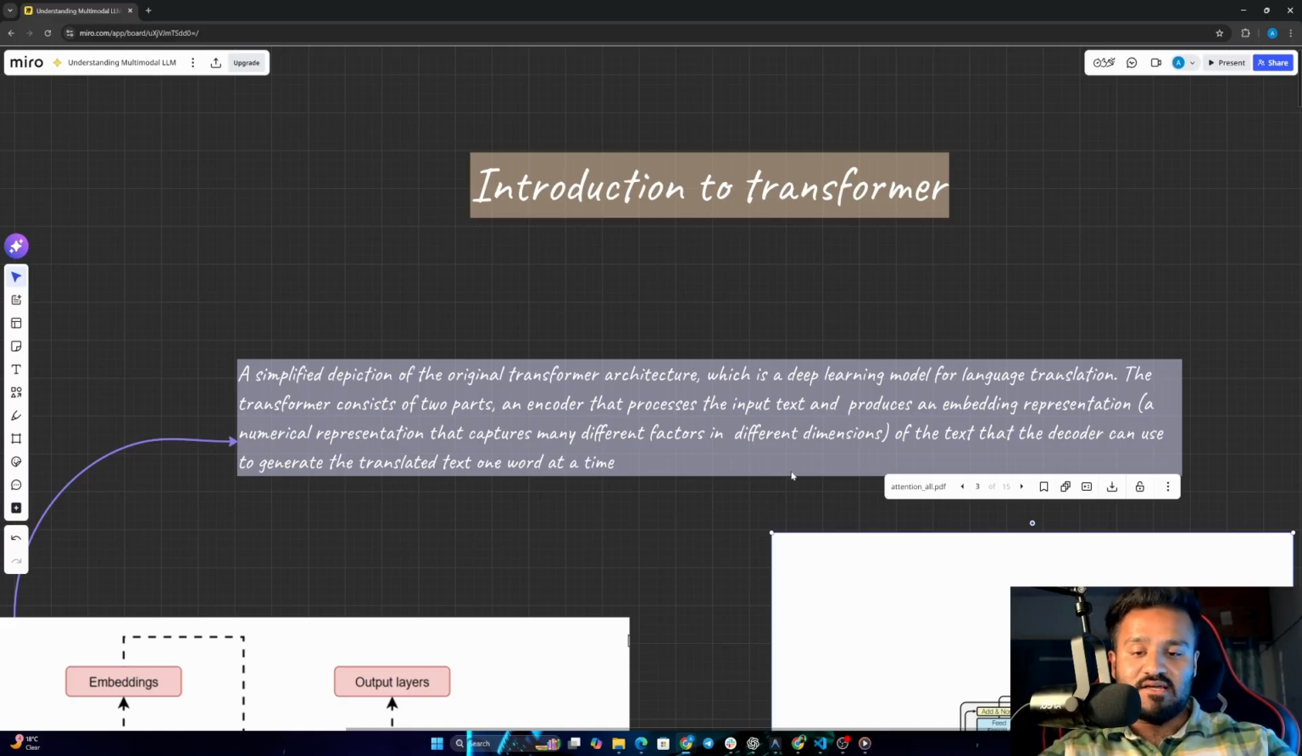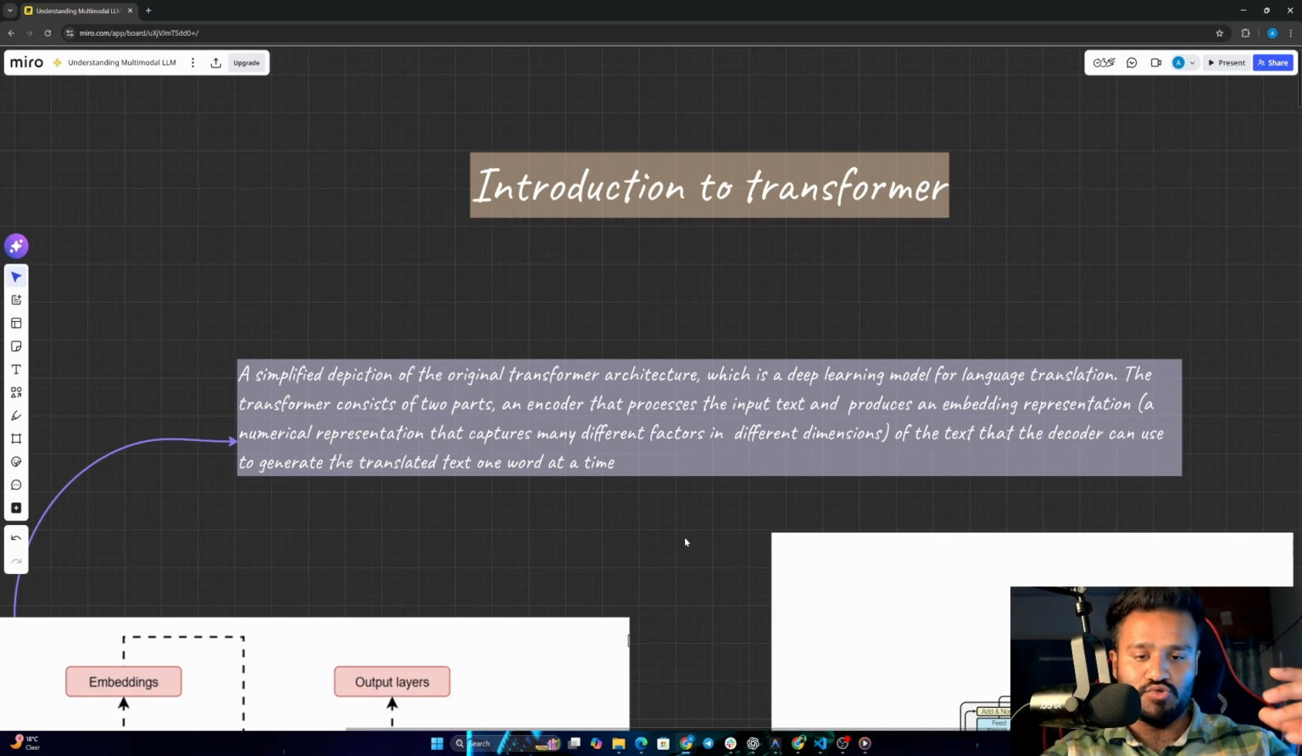Now let me simplify what a transformer actually is. At a very basic level, a transformer is just a deep neural network, but the key difference is this: instead of reading a sentence word by word like older models used to do, the transformer looks at the entire sentence at once. That's what makes the transformer so powerful, because language understanding depends on context, and context doesn't just come from the previous words. It can come from anywhere in the sentence.